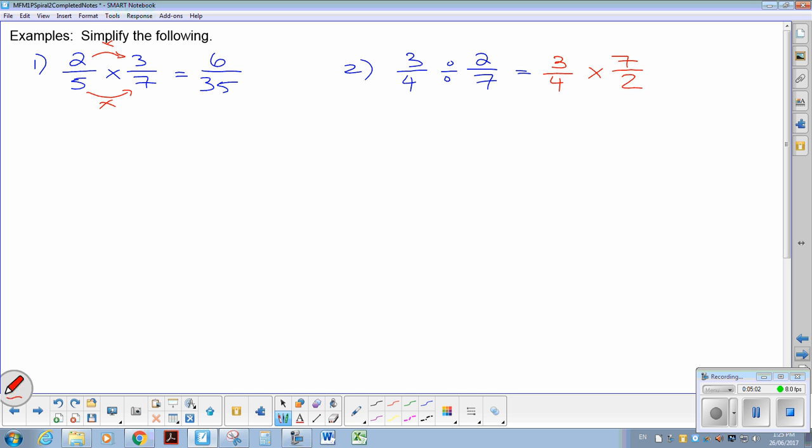So I need to see this line here, and then I need to see that as well. So that is an absolute must. 3 times 7 is 21. 4 times 2 is 8. Okay? So you switch a division into a multiplication, and then they're the exact same. So if you look at the second step in number 2, it's the same as the first example.